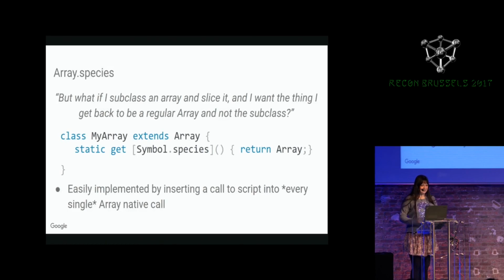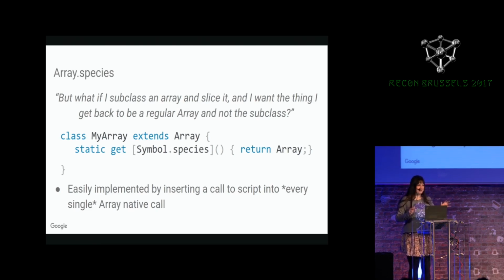One example of this is the Array species constructor. The idea here is, in JavaScript, there are lots of different array methods that copy the results into a new array. For example, slice is just a subarray: it will get two indexes, create a new array, and copy your array into it. But then the problem is, let's say the thing I'm slicing is actually a subclass of array and not actually the array. Do I return the new thing as a subclass or just a regular array?